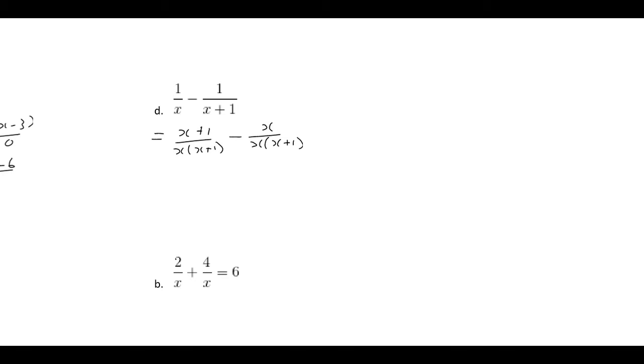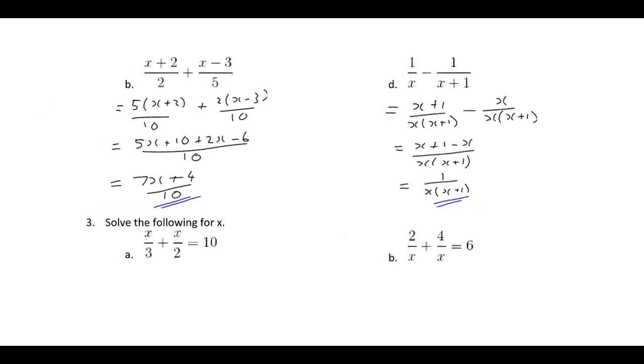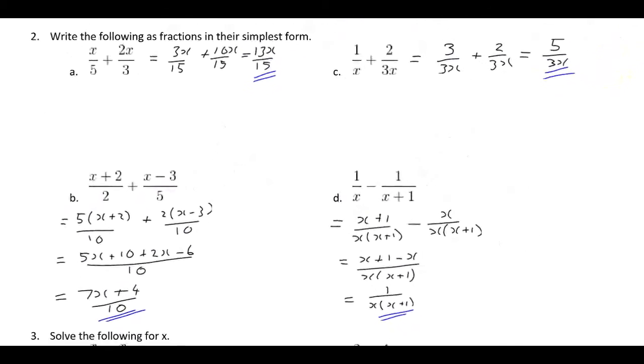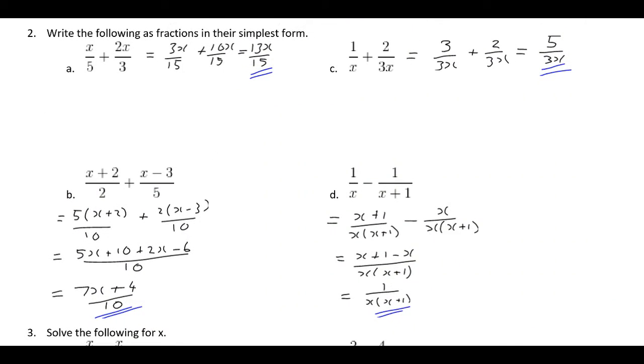So you can see that this term, top and bottom, has been times by x plus 1. This term, top and bottom, has been times by x. They have the same denominator, so we can bring them together now. So this is x plus 1 minus x over x plus 1. These two are going to cancel. So that's going to equal 1 over x plus 1. And you could have times that bottom out. That is adding up the fractions and then putting them in their simplest form.